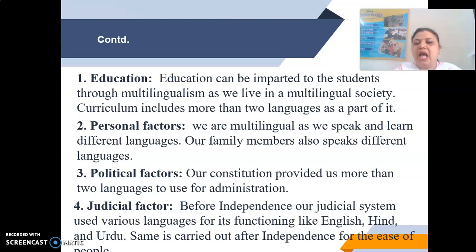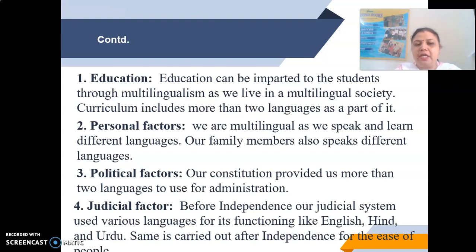Political factor: our constitution provides more than two languages to use for administration, and in our constitution, Hindi and English, two languages, are provided for political affairs or to maintain the administration. But yes, instead of Hindi, people can use the regional languages belonging to that particular state.